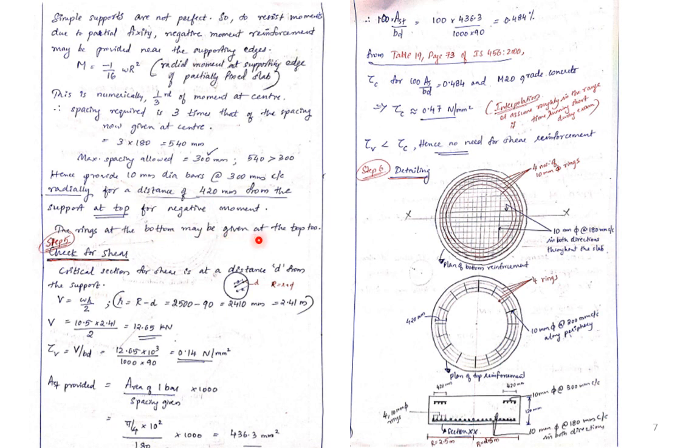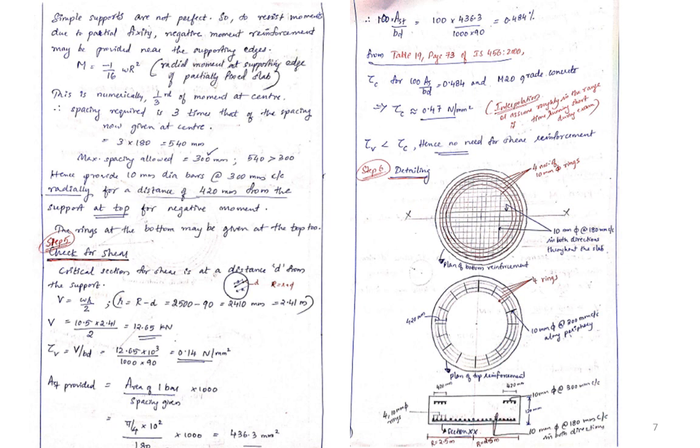The rings at the bottom may be given at the top too. If not, it's okay. We can give it on the top also. So this is the detailing figure. This is a plan of bottom reinforcement, and this is a plan of top reinforcement. At the top, how the reinforcement should be given, and at the bottom, how the reinforcement should be given. And this is a cross-sectional view. If you are observing a cross-section x6, this is a cross-sectional view.